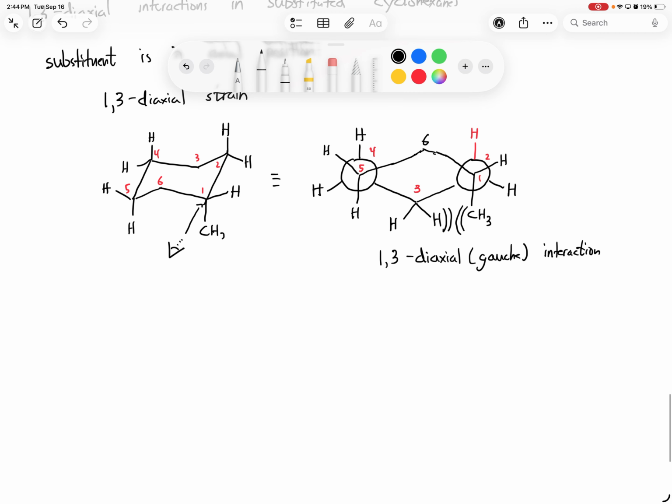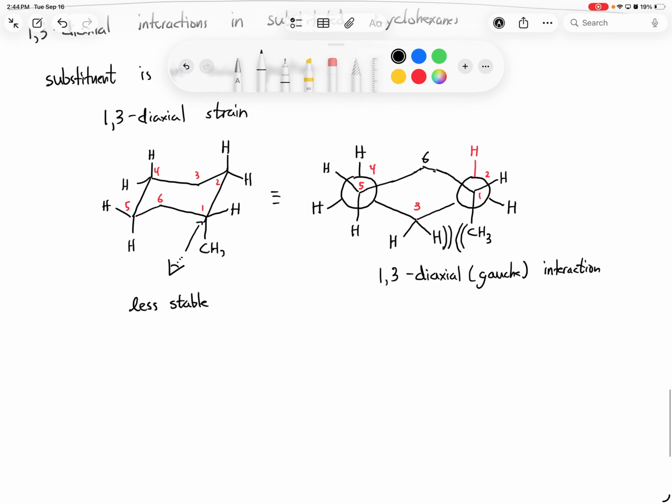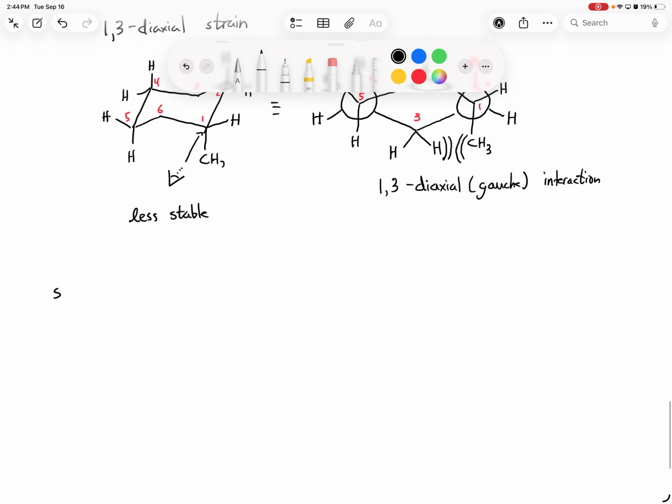All right. So this form right here is less stable. And why? Because of those gauche interactions, okay? So even though it's in the chair form, they're not always stable, okay? Now, what do you think happens if that was equatorial? Will we have that same interaction, you think? Let's find out, okay? So now let's do this scenario. Substituent in the equatorial position.